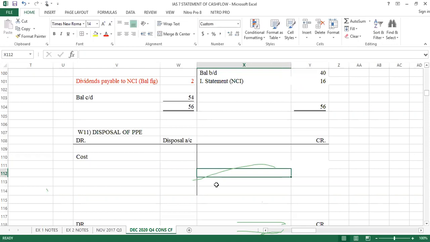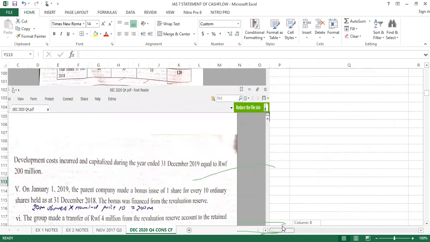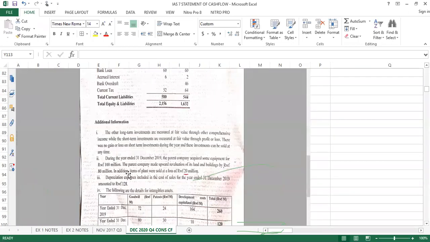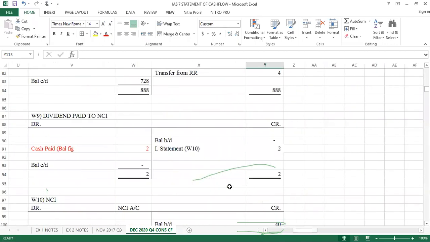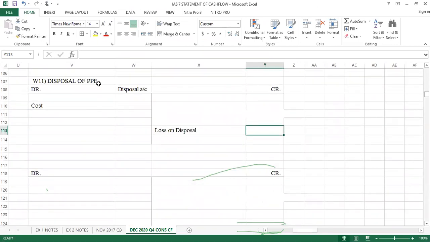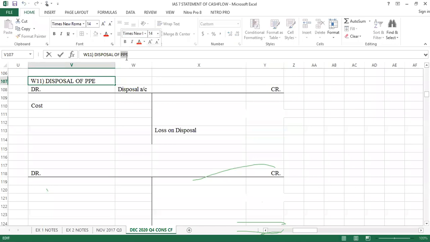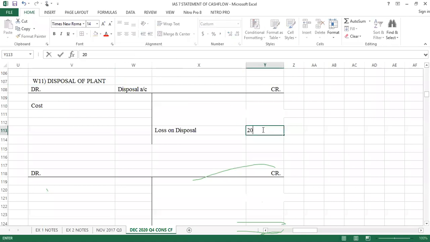And next we have loss. We were given loss. You remember that? There was a loss on disposal. Because of that loss is why we knew there was an item that was disposed. I've even forgotten where it was. Yeah, in the items of plant were sold at a loss of 20 million. So if it is a loss, it is on the credit side. If it is a profit, it is on the debit side. So this is called disposal of plant. I always like using the specific name. So it is 20 million.